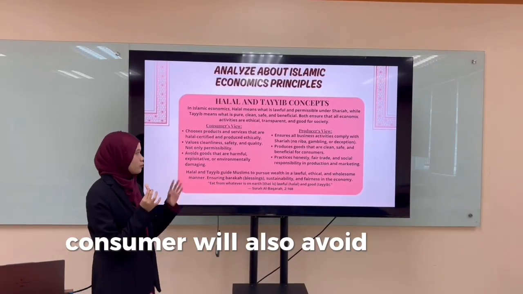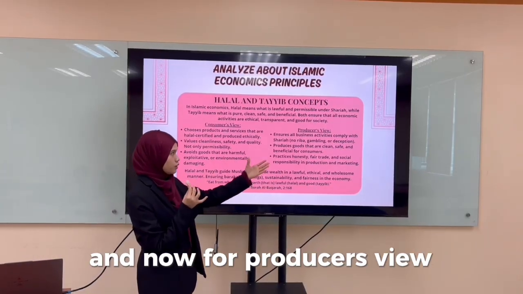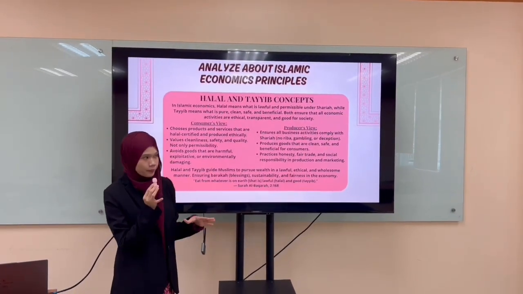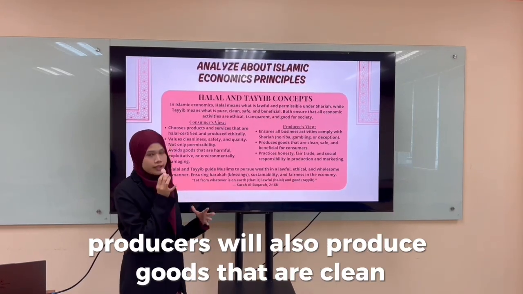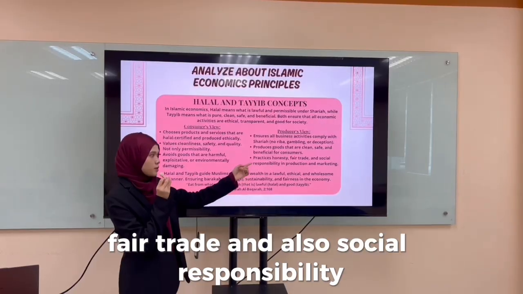And then consumers will also avoid goods that are harmful, exploitative, or environmentally damaging. And now for the producer's view, producers will ensure that all business activities comply with Sharia, so no riba, no gambling, and no deception. Producers will also produce goods that are clean, safe, and beneficial for consumers, and they will practice honesty, fair trade, and social responsibility in production and marketing.